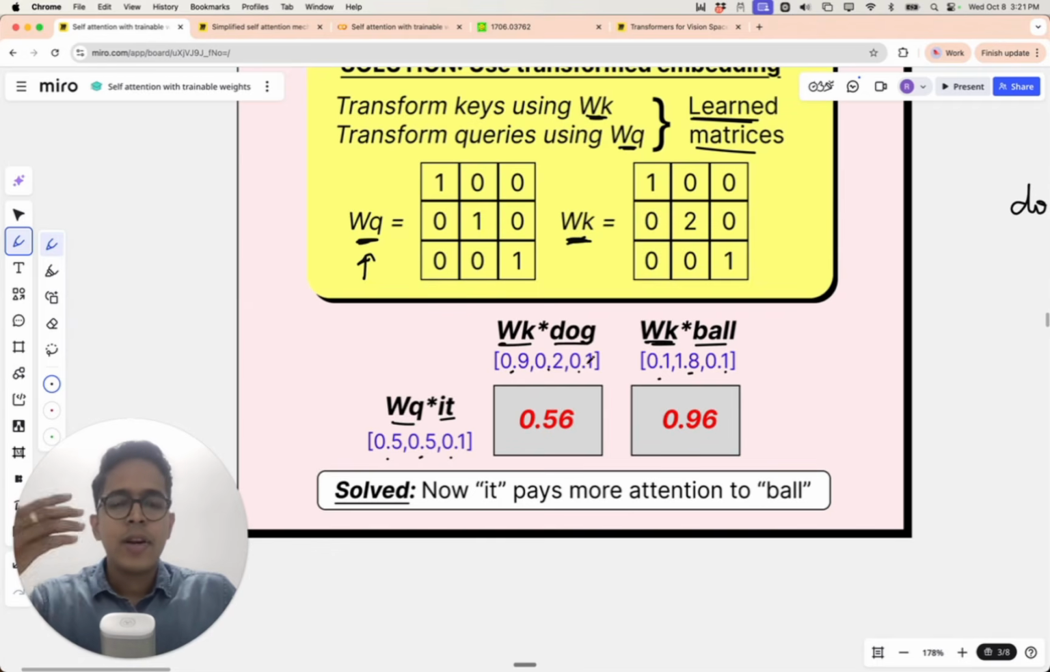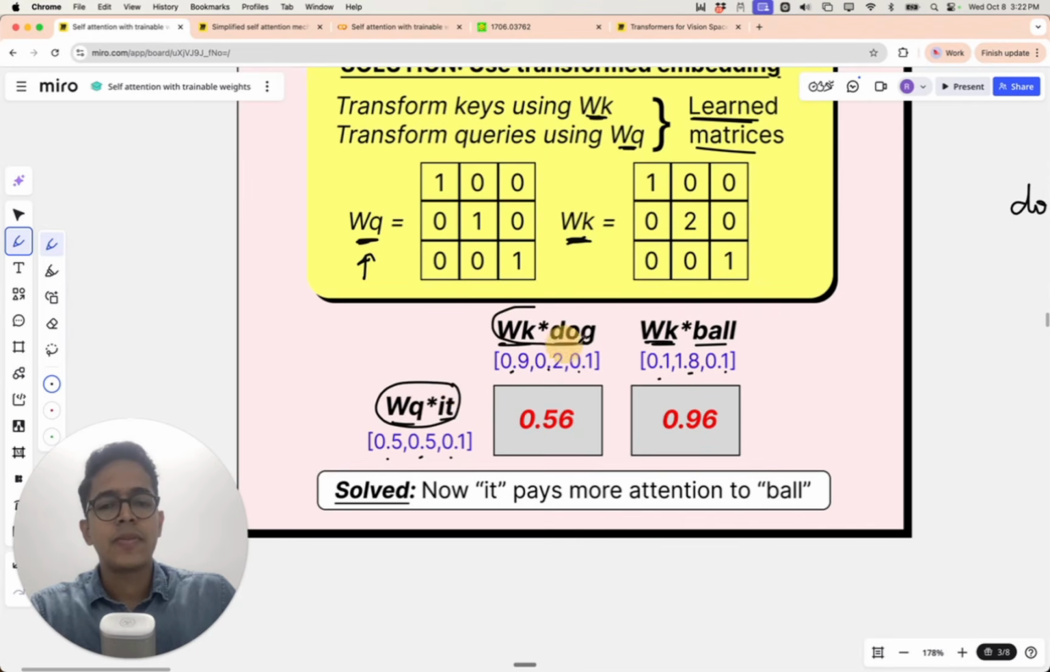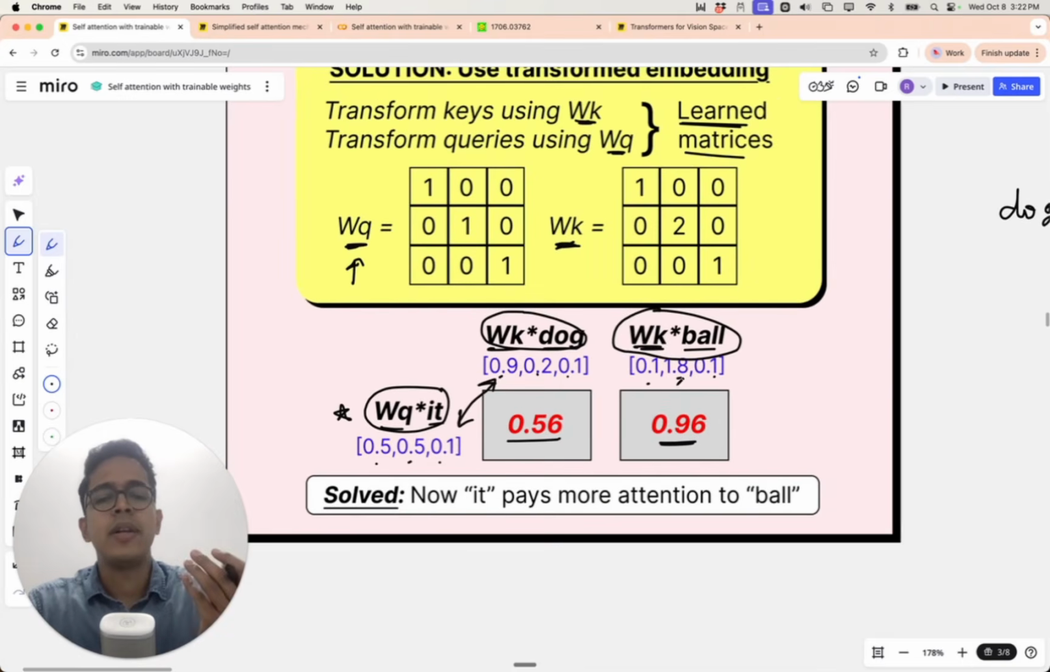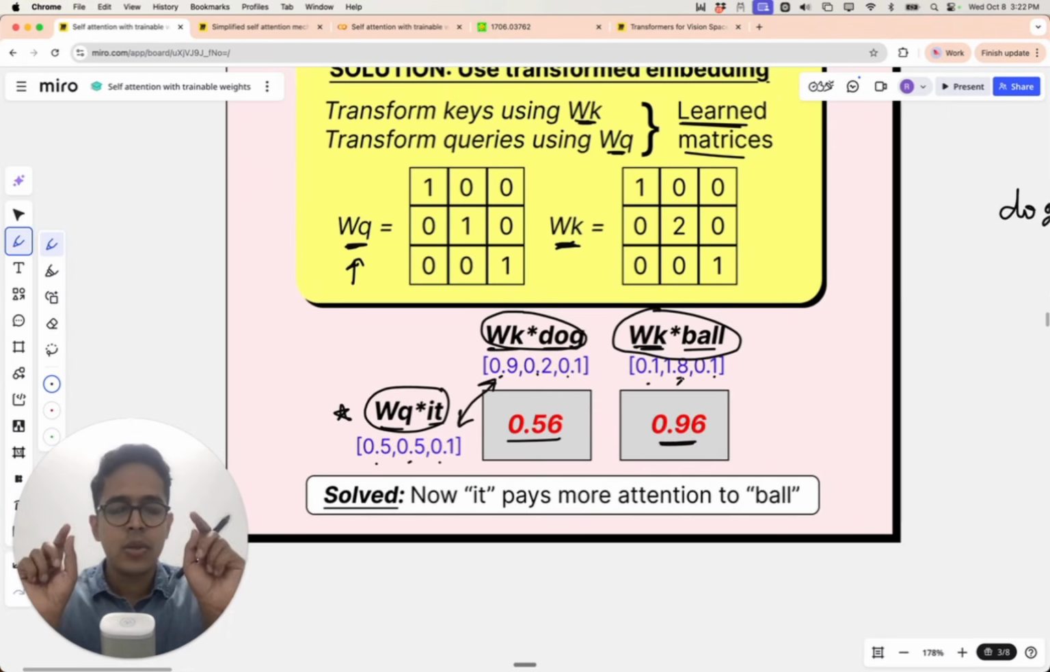Now, if we try to calculate the attention score, if you take the dot product between the transformed it vector and the transformed dog vector, you get the number 0.56. And similarly, if you take a dot product between the transformed it vector and the transformed ball vector, you get the attention score, or dot product, 0.96. Now you see this attention score is capturing the fact better that it should pay better attention to ball than to dog, right? So how did this happen?